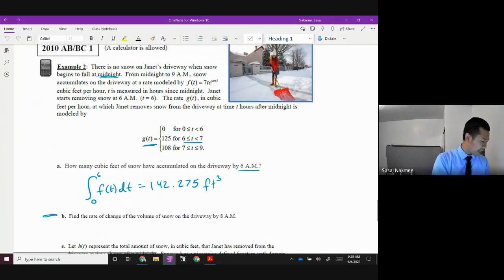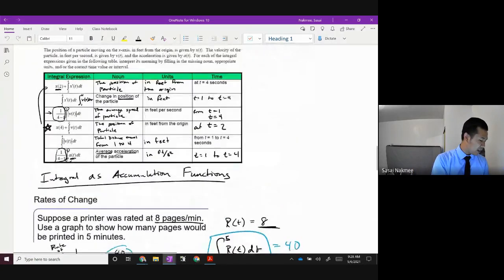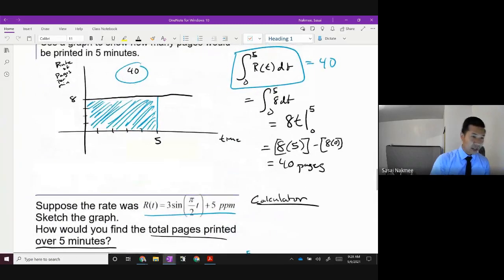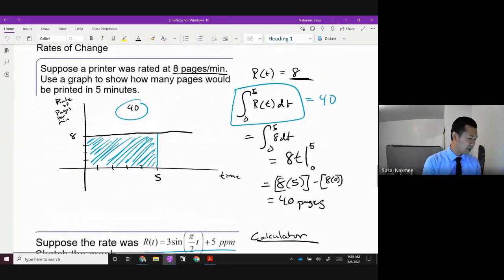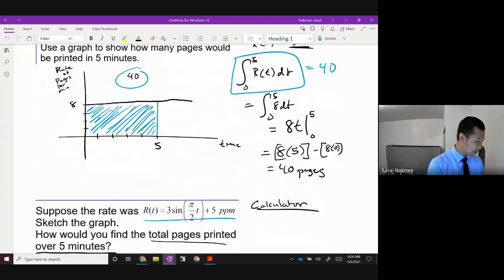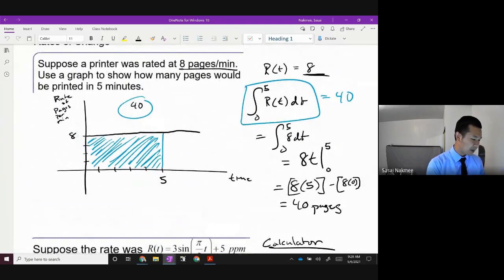Let's jump into today's lesson, where we left off last time. We were talking about the integral as an accumulator. It basically can calculate how much something has accumulated over a set amount of time. We talked about a very simple one, a printer that's printing at 8 pages per minute. If we graph that, the integral is the area underneath the curve, which is the same thing as how many total pages would be printed over a set amount of time.